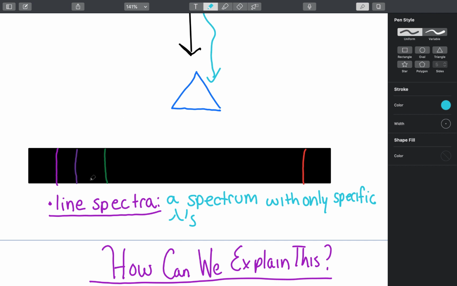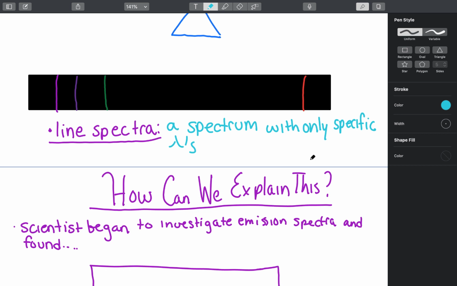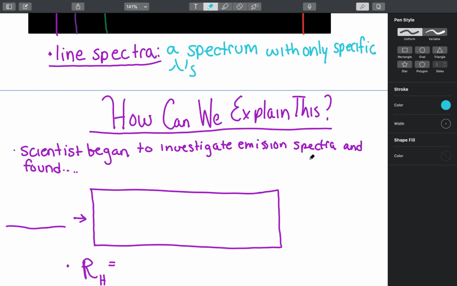However, how do we explain this? How do we explain what elements will produce different types of spectra? How do we predict the spectra that a certain element will produce when we pass a voltage through this? And scientists began to investigate this, and they actually found something called the Rydberg Equation. So this is the Rydberg Equation.